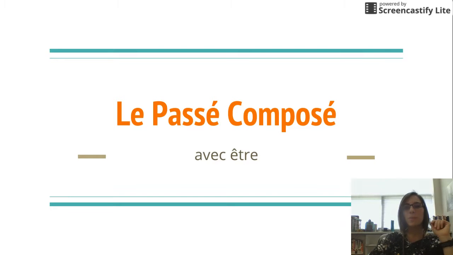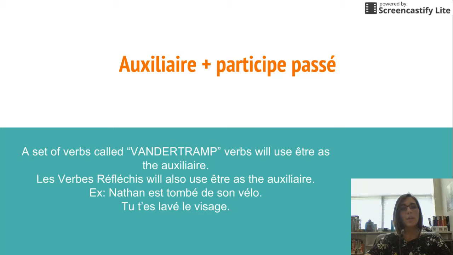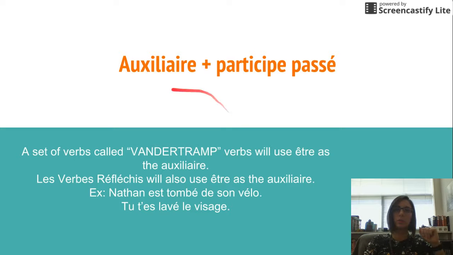Today we're going to talk about le passé composé with être. So we already know that the passé composé has two parts. We have our auxiliaire, which can be either the verb avoir or être, and we have our participe passé. So to this point, we've only done verbs that use avoir as the auxiliaire. Well, now we're going to learn about verbs that will use être as the auxiliaire.